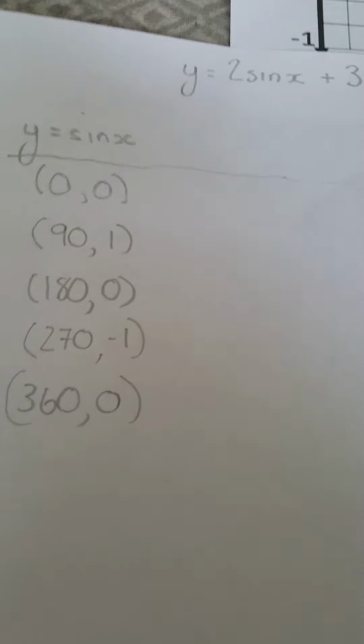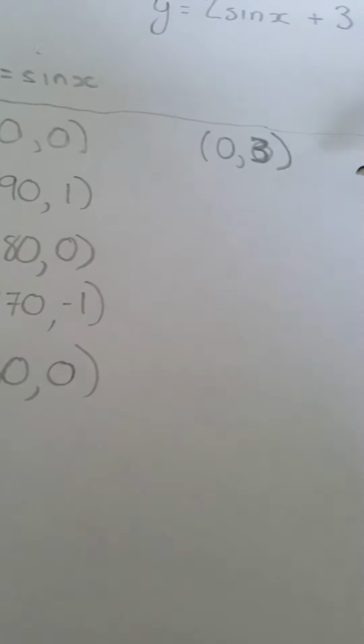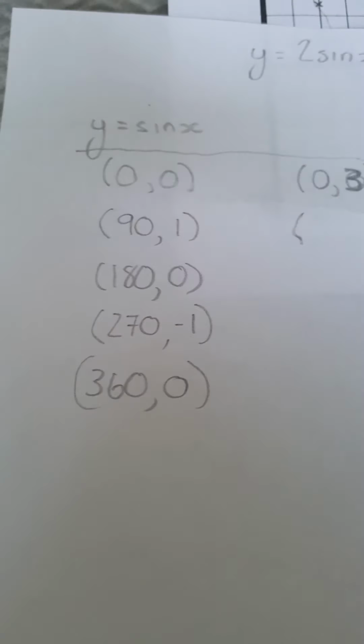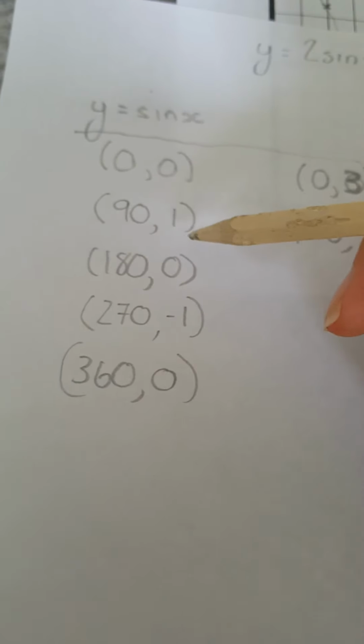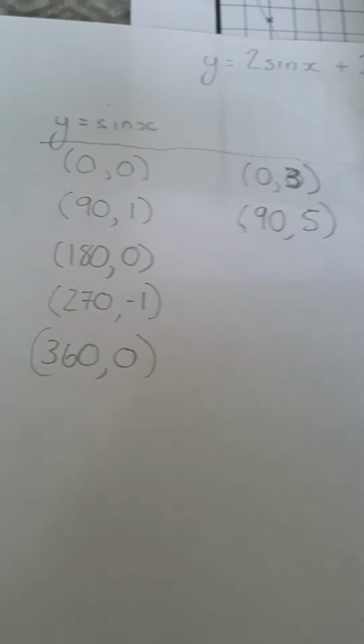So what happens then? The x coordinates aren't going to change at all. So 0, 0 will become 0, 3. I've multiplied the y coordinate by 2 and added on 3, which gives me 0, 3. Next coordinate, 90, 1: the 90 stays as it is. The 1 is multiplied by 2 to get 2, and then I add 3 on, which gives me 5. So that's now the maximum value of the graph, 90, 5.